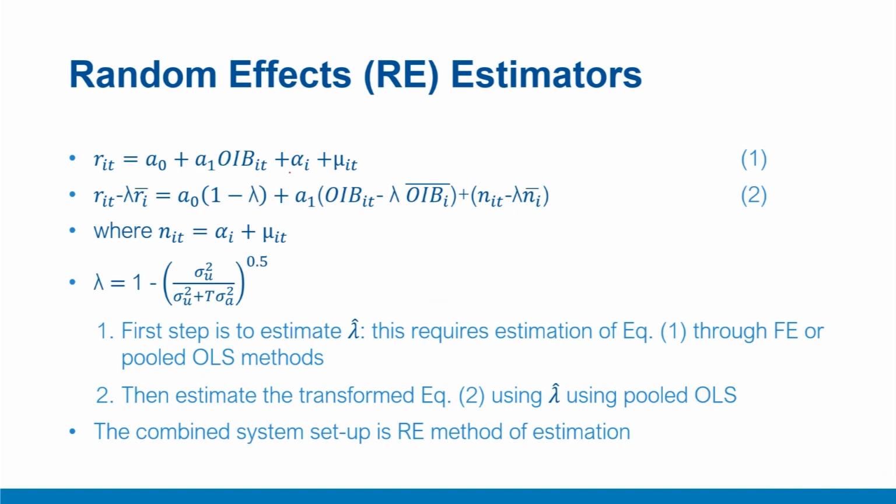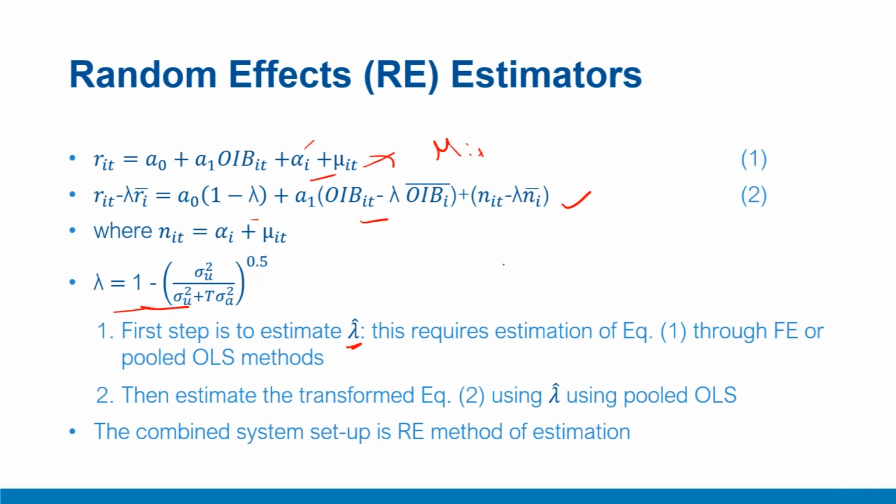The way to estimate the random effects model is to estimate this system of equations 1 and 2. However, the problem is that in the first stage it requires estimation of lambda, which is not directly observed. Therefore first you estimate equation 1 through fixed effect, first difference or OLS method, so that you can find estimates of the error terms as well as the unobserved heterogeneity. Once you have these terms, you can estimate lambda. Once you estimate lambda, only then are you able to estimate the system of equation 2.